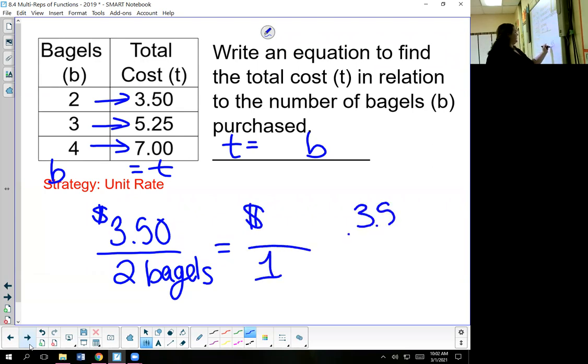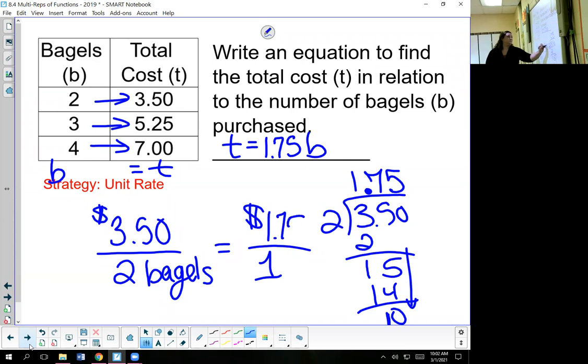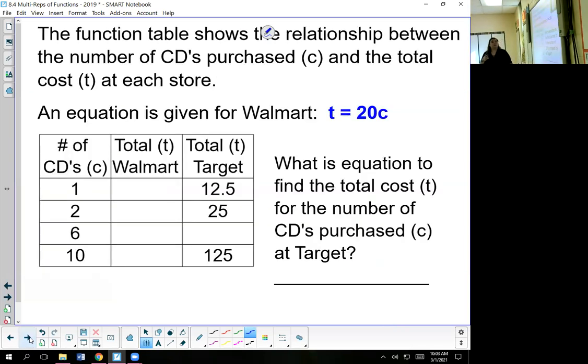So divide that. How much is it for one bagel? Well, 3.5 divided by 2, that's 1. 15 point, that's a 7. 14, 0, or 1, add a 0, bring it down, and that's 5. So it'd be 1.75 per bagel. So it's $1.75 a bagel. There you go. So that kind of brings it back to when we did proportions and ratios and rates and things like that. Okay, now this is called a dual or a double function table.